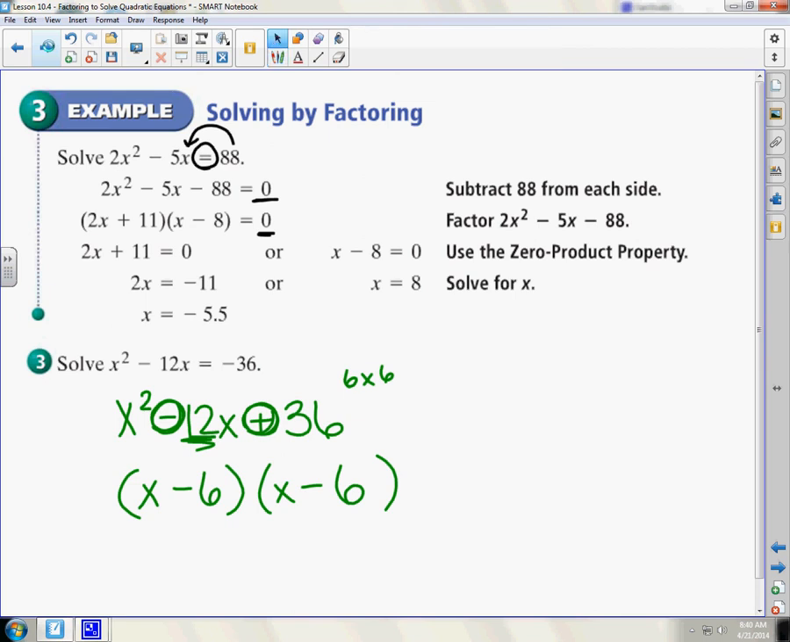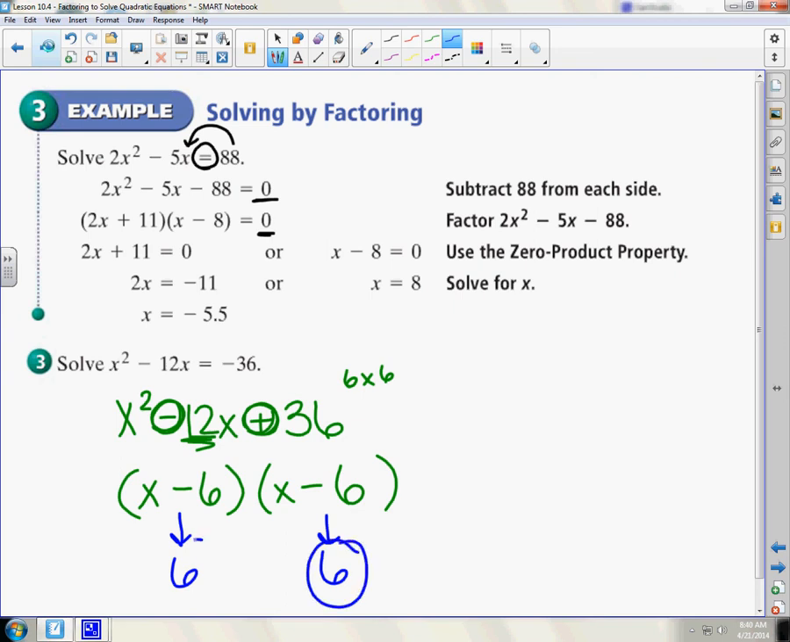So this one's kind of funny, because I don't have two answers. If I put down two arrows, I'm going to get the exact same thing: 6 minus 6 and 6 minus 6. They both equal 0. So here, conceptually, I want you to see this real quick.